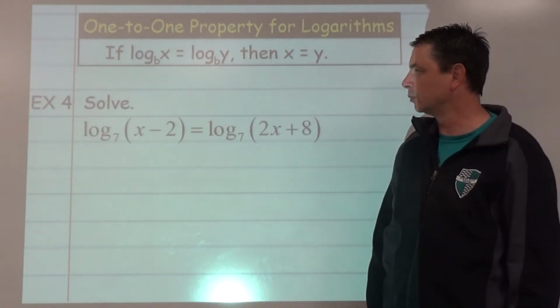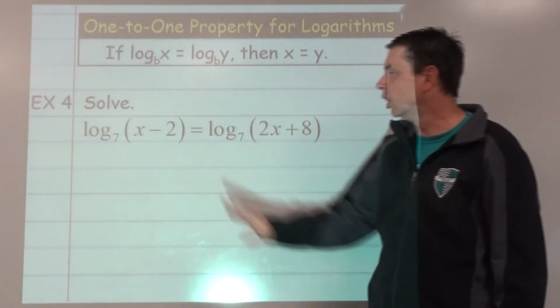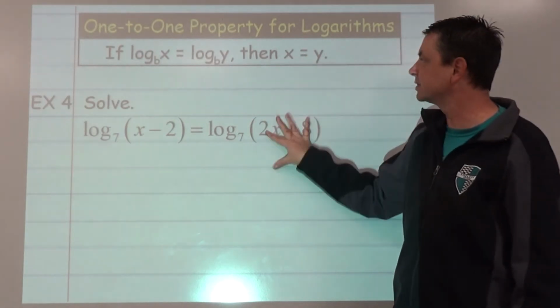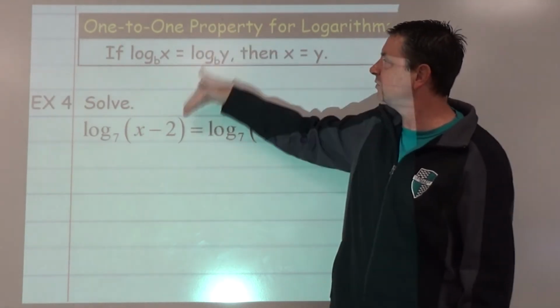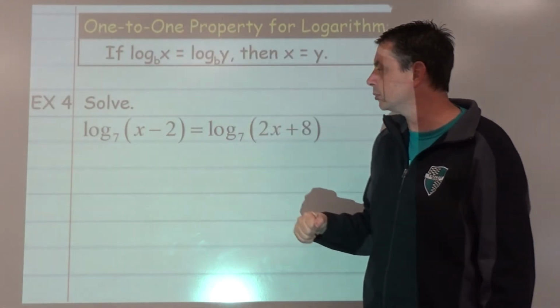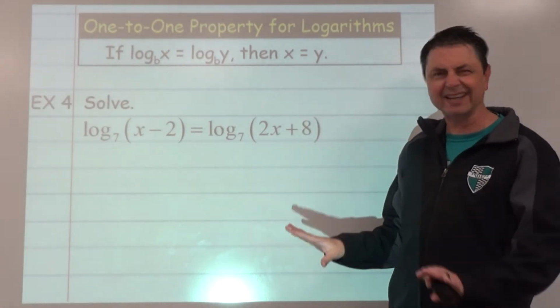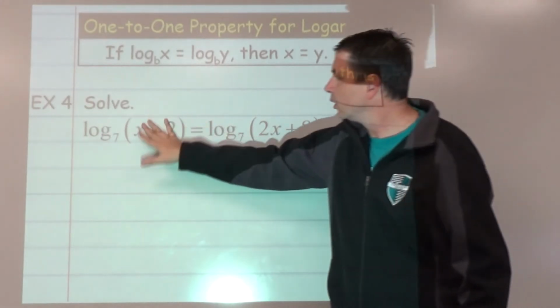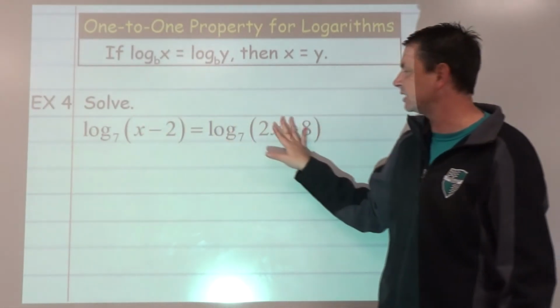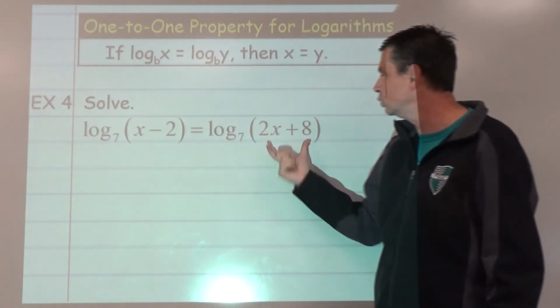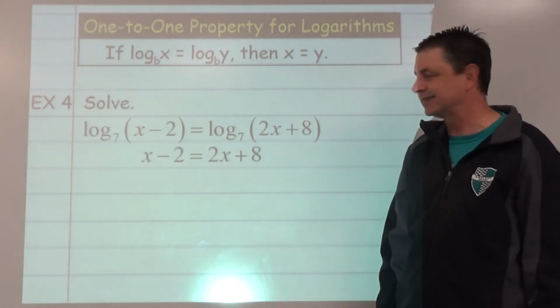Well, here's example number 4. Log base 7 of something equals log base 7 of something. So it definitely fits this idea of the one-to-one property where we can, in a sense, ignore. We're not canceling out. We're going to ignore and say, well, that means that argument has to equal argument. And that's what our equation is going to be based on. X minus 2 is equal to 2x plus 8.